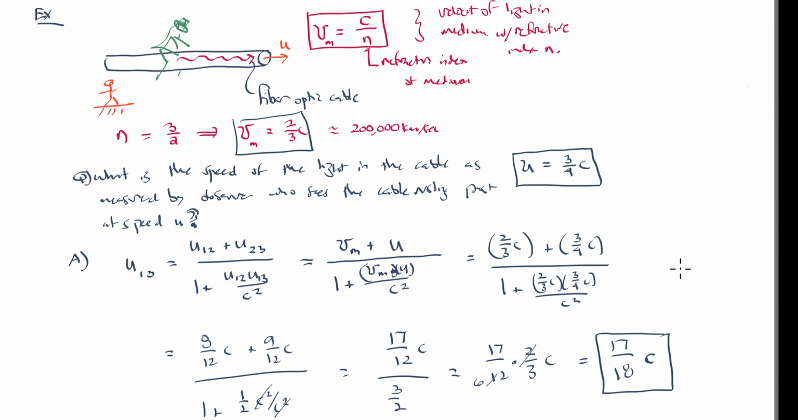Okay. Notice that if we had used the traditional velocity addition formula, which is inconsistent with Einstein's theory of relativity, we would have simply added the 2/3 c and the 3/4 c to get 17/12 c, which would imply that the light is traveling faster than 300,000 kilometers per second. So once again, this velocity addition formula maintains this rule that nothing can go faster than the speed of light in a vacuum.